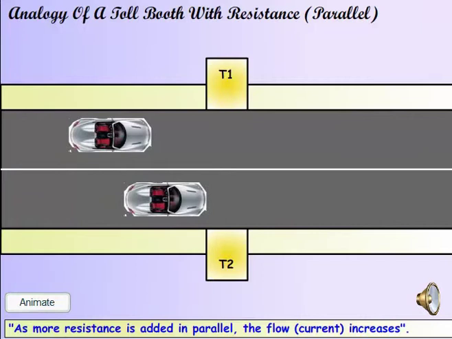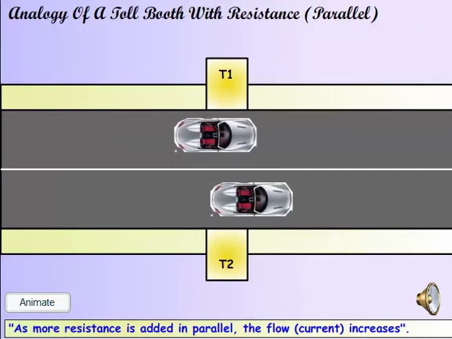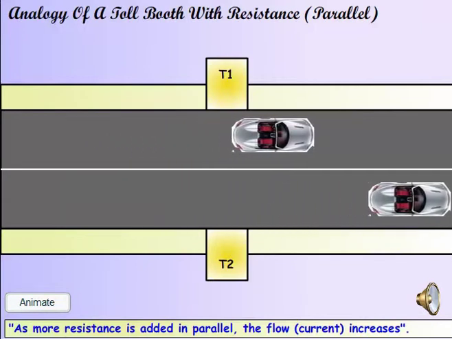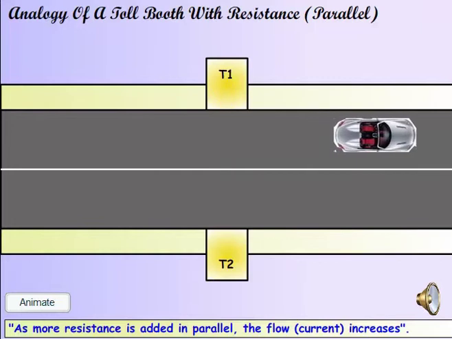Imagine having the toll booths in each lane. The cars can now pay toll in parallel. This does not create a bottleneck in the traffic. So is the case when resistances are connected in parallel.